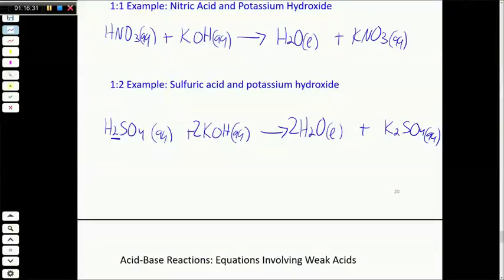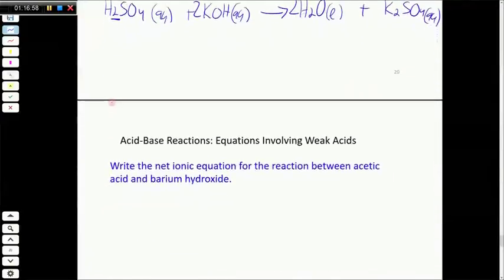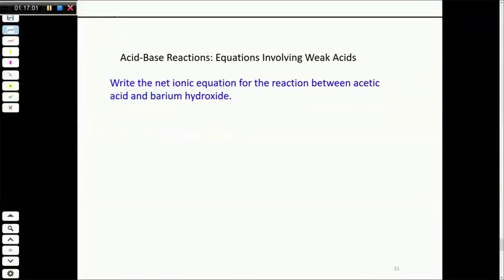Now it's important to be able to balance these completely. As we'll see later on, when we're doing acid-base stoichiometry problems, which is something we'll get to a little bit later, the most important thing is to have the ratio of the acid and base correct, which is 1-to-2 in this case. You can balance the products after the fact, but getting the ratio of acid and base comes from how many H pluses and OH minuses you have. Now let's talk a little bit about acid-base reactions that involve weak acids.